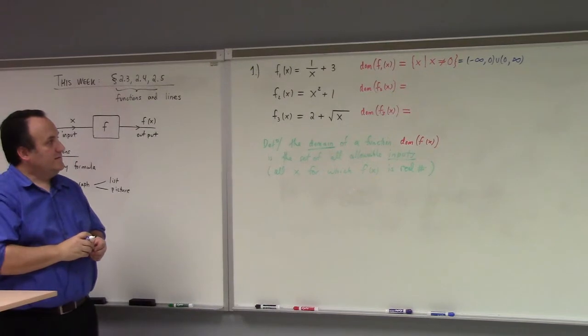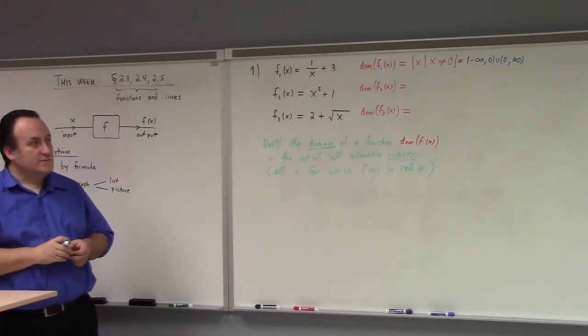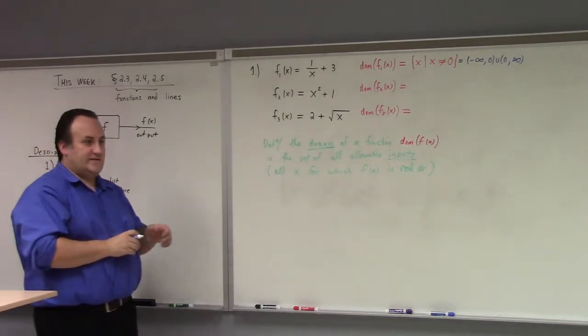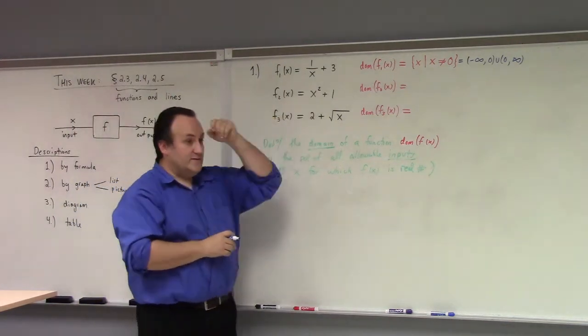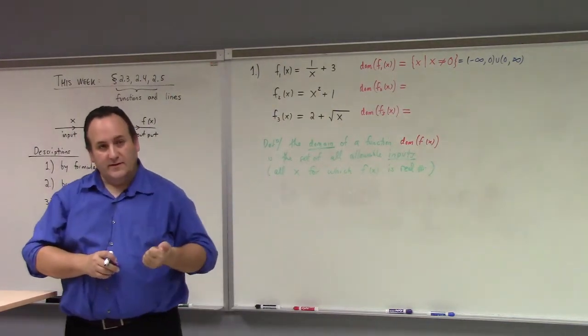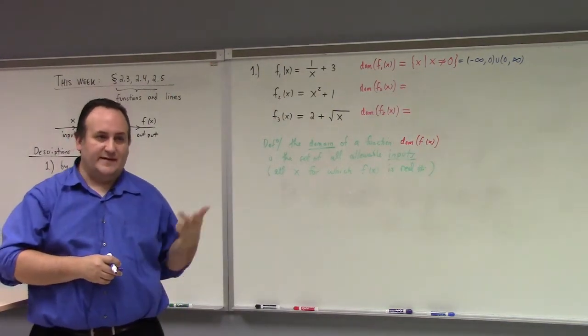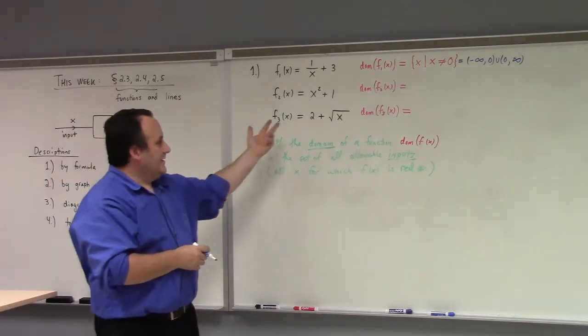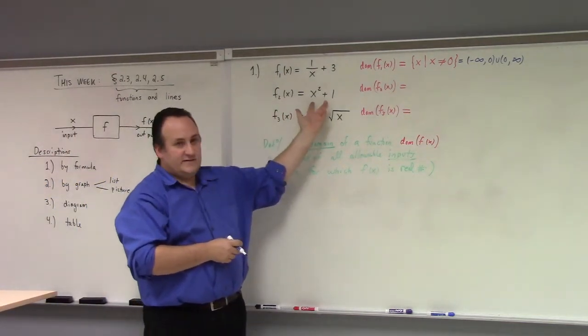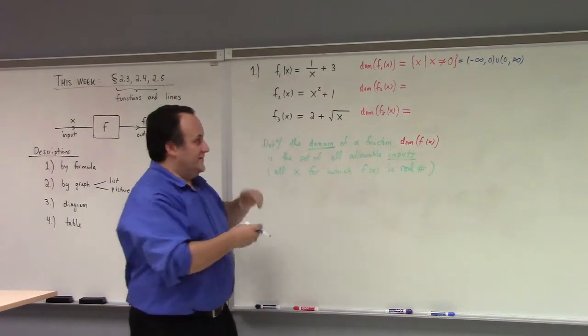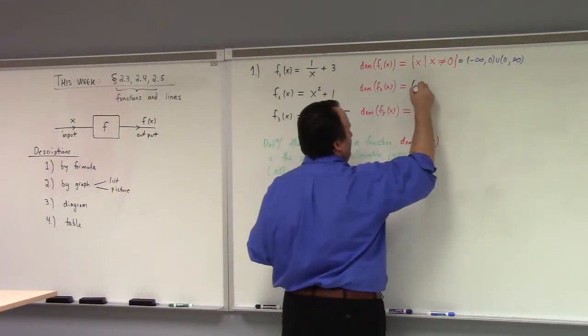What's the domain in interval notation of f2? Which x can you not square and add 1 to? You can do it to a negative number. You can do it to 0. You can do it to a positive number. Hey, that's everything, right? So this is a quadratic polynomial. The domain for any quadratic is just all of the reals. So it's very silly, but the domain here is just everything.